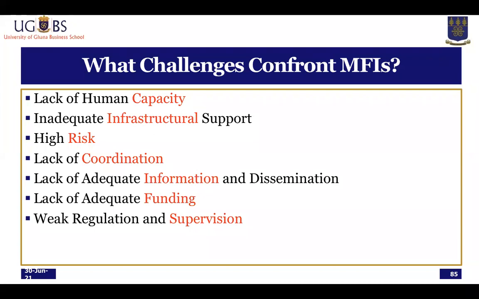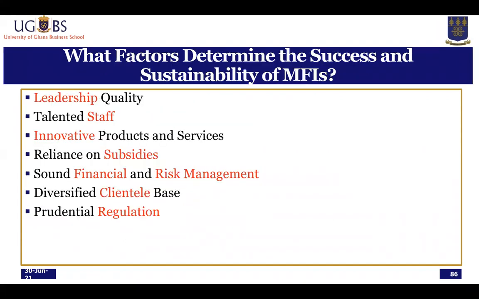Now, this is not to say that microfinance firms don't have challenges. They do. One of the key things is they lack the human capacity, both in terms of skills and head count. Then they also face inadequate infrastructural support and a general high risk from both the credit side and everything. Sometimes they lack coordination, partly because a number of them don't have strategies anyway. And then adequacy of information is also a challenge for them. Adequacy of funding is a challenge. And then weak regulation and supervision also becomes a threat to their long-term survival, because the lack of regulation or strong regulation actually plays out in affecting their viability and sustainability in the long run.